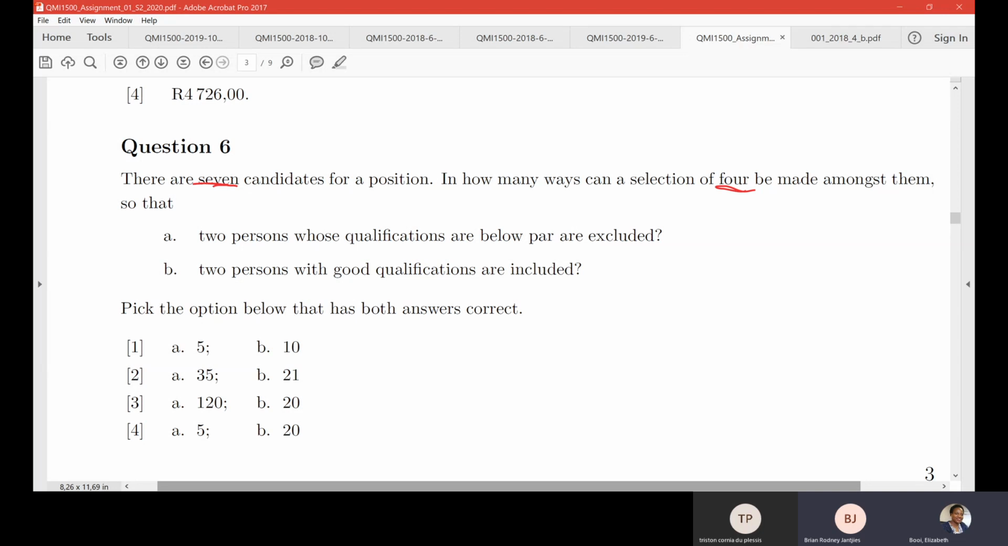But it also goes back. You see how tricky these things are now. With B as well, it says 2 persons with good qualifications are included. They still give you some sort of preference of who needs to be in that. So do we treat it as a combination? Obviously there will still be 7 people, and in this selection there will still be 4. But we need to make sure that in that 4, 2 people with good qualifications are included.